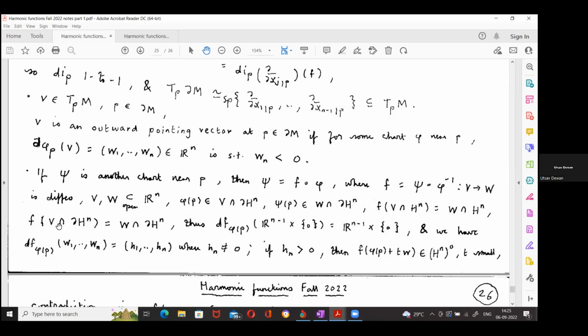But because it maps V intersect boundary Hn to W intersect boundary Hn, the derivative of the change of charts, df at the point phi p, is going to map Rn minus 1 cross 0 to Rn minus 1 cross 0, right? Because this is the tangent space to boundary Hn, and boundary Hn goes to boundary Hn under F. So therefore, df is going to map the tangent space to boundary Hn to the tangent space to boundary Hn. Is this clear?